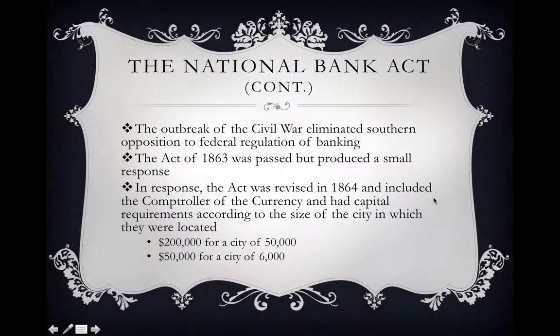Realize that the importance of this occurring during the 1860s, and particularly during 1863 and the Civil War, was that with the outbreak of the Civil War, the opposition to federal regulation of banking was eliminated because much of the opposition to national banking occurred in the South. So once the South was in rebellion against the North, they could not vote against the National Banking Act.